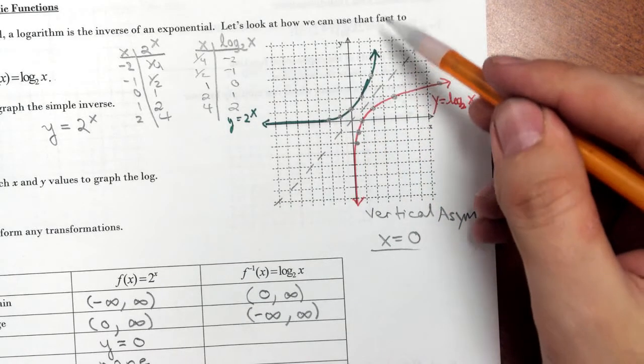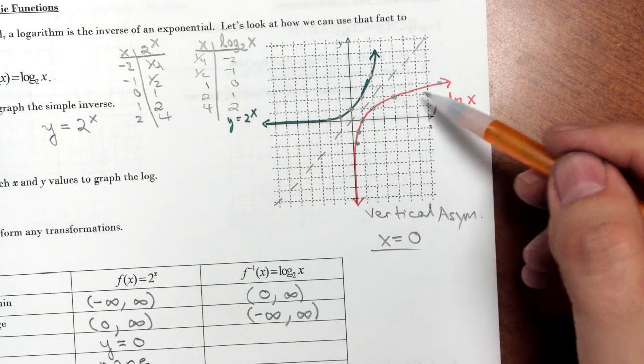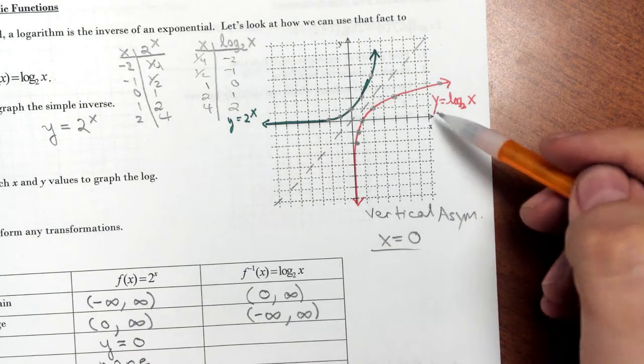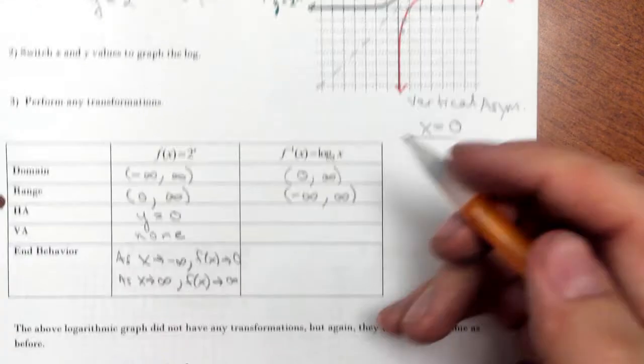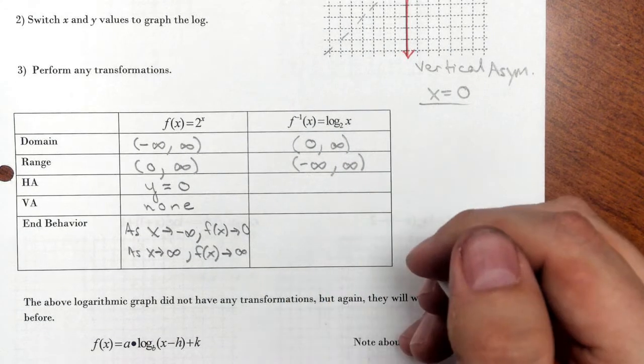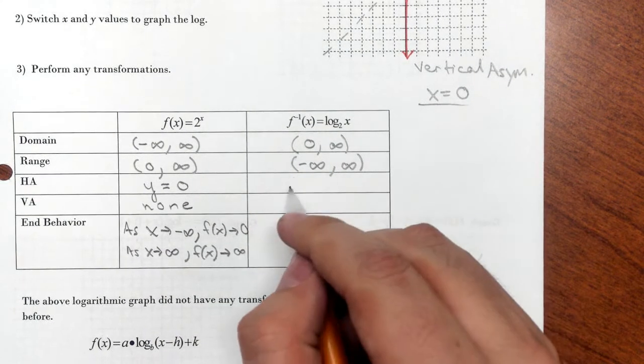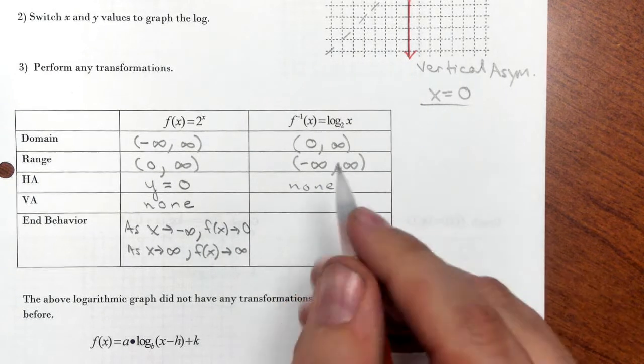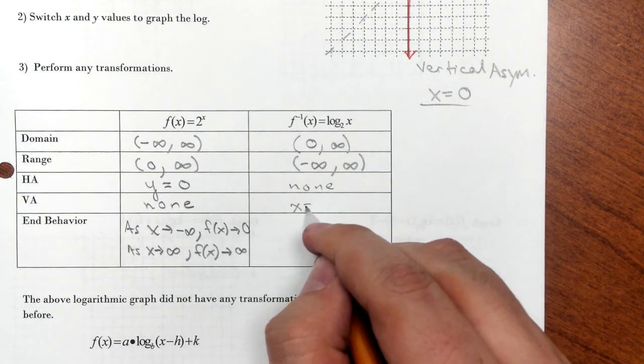Okay, so this is exponential growth. Exponential growth is very fast, as opposed to logarithmic growth, which is very slow, but it does continue to grow without bound. All right, horizontal asymptote. Well, the idea is logarithms do not have a horizontal asymptote. They have a vertical asymptote, x equals 0.